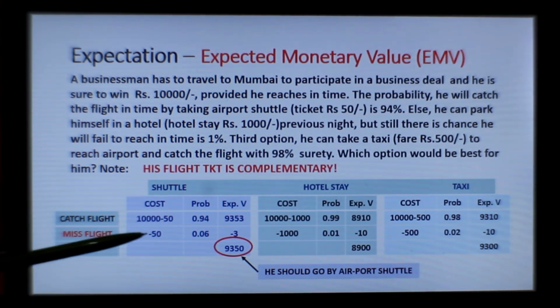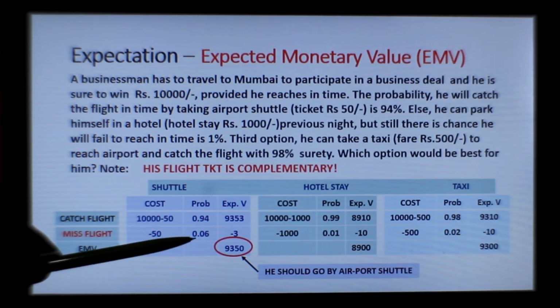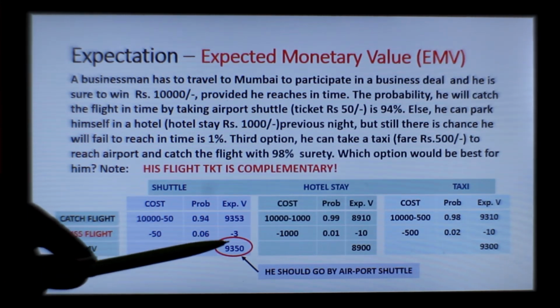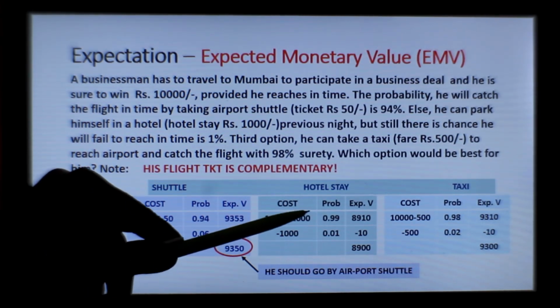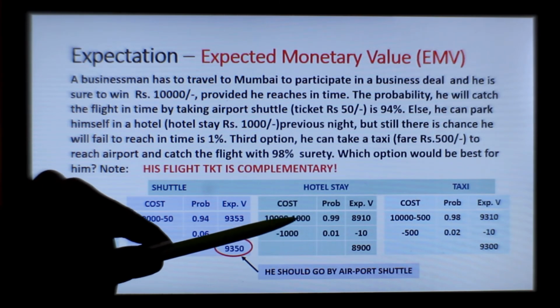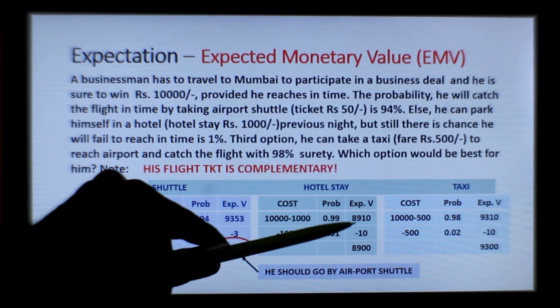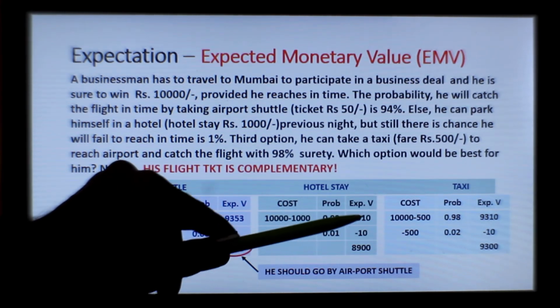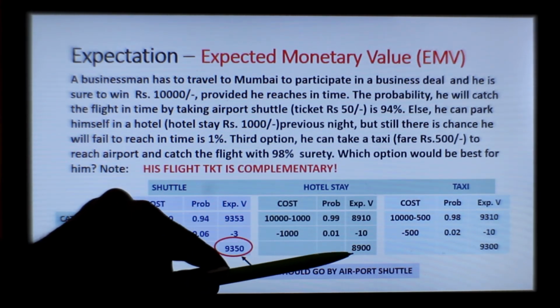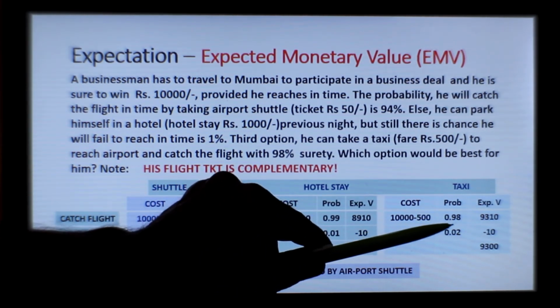And if he misses the flight, and this is what happens, minus 50, and the probability of missing the flight is 0.06, and hence. Similarly, you can analyze for hotel stay and taxi. In hotel stay, you spend 1,000 rupees for the hotel stay. The probability of reaching the place is 0.99, so that becomes 8910, and you get the net expected value is this. He takes a taxi with a probability of 0.98.